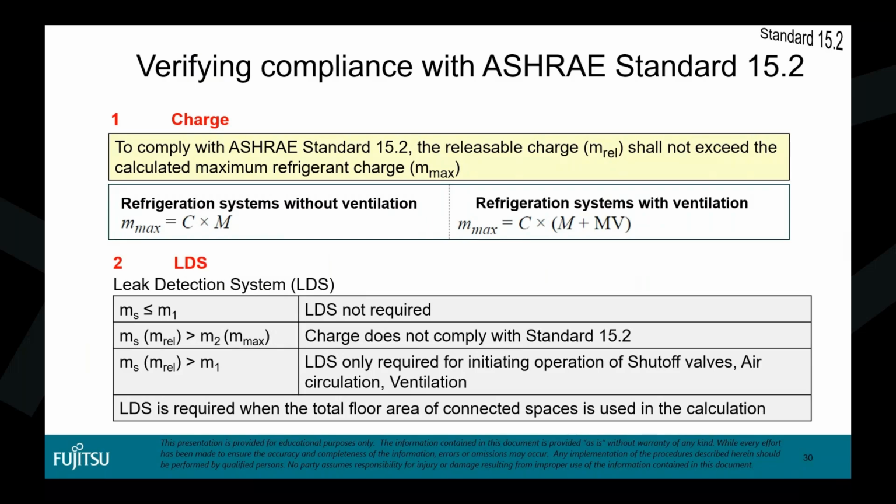If you use it to operate any shutoff valves, if you have those to shut off a part of the circuit, they need to close when you have a leak, so that would be initiated by the LDS. If you have air circulation, that kicks in case of a leak, or if you run it constantly, then you don't need to trigger it with an LDS in case of a leak. Same with ventilation. You can start it with the LDS in case of a leak, or you can run it constantly. So LDS should typically not be required in residential systems. And then also if you have several connected spaces, then you need an LDS as well. So that is the requirement for charge, whether we need a leak detection system or not.